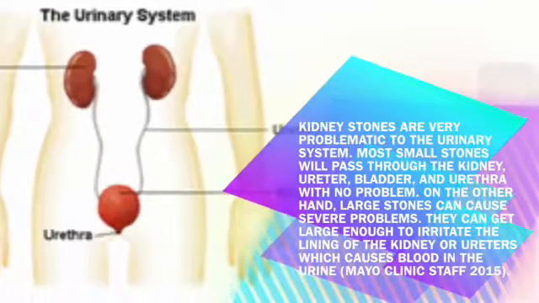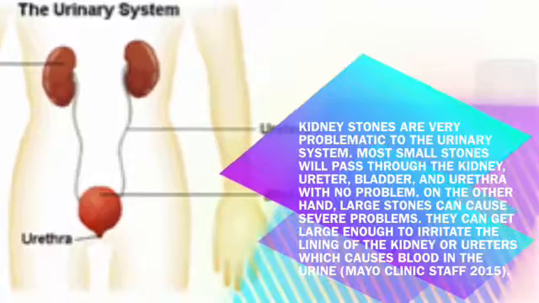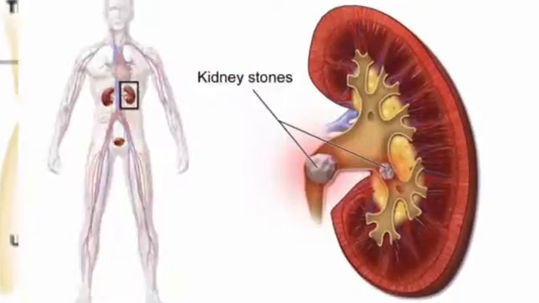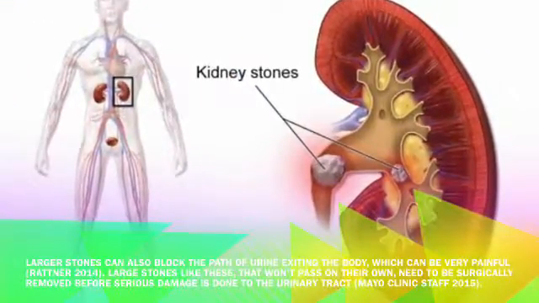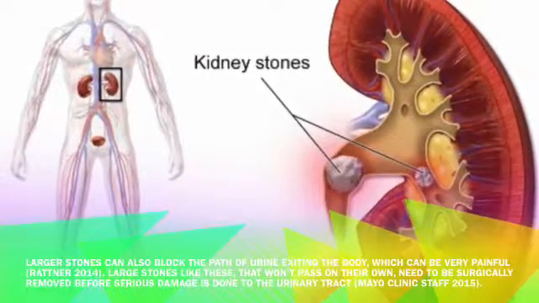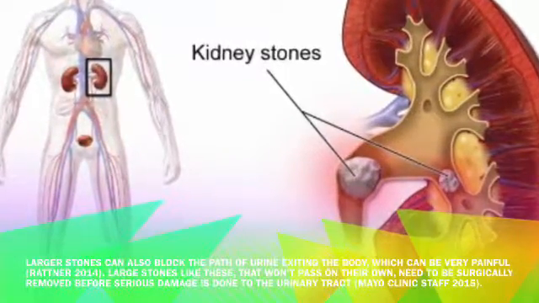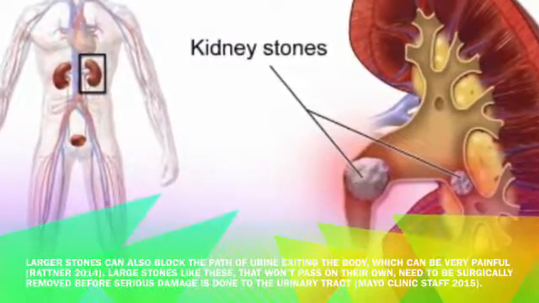They can get large enough to irritate the lining of the kidney or ureters, which causes blood in the urine. Larger stones can also block the path of urine exiting the body, which can be very painful. Large stones like these, that won't pass on their own, need to be surgically removed before serious damage is done to the urinary tract.